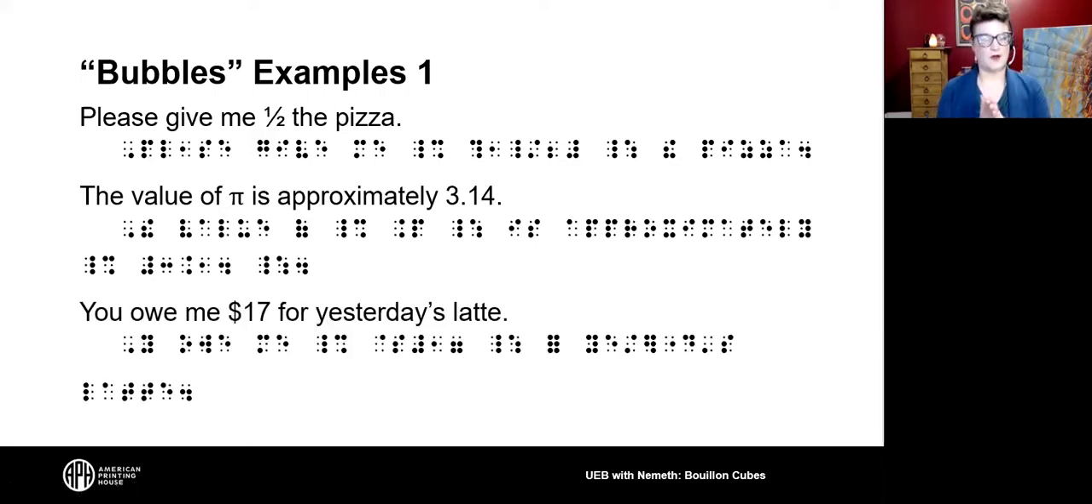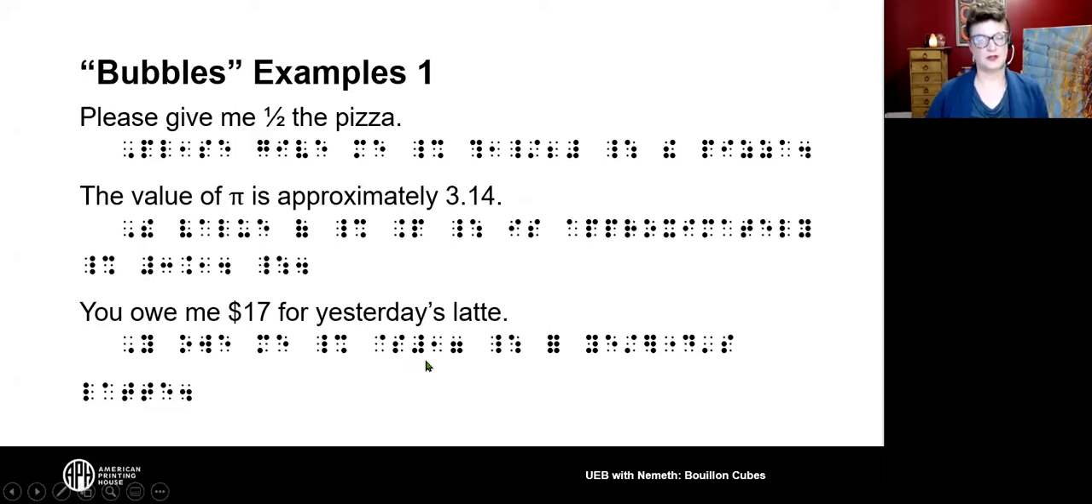One more example right now for a bubble. You owe me $17, and the number 17 is combined with a dollar sign. $17 for yesterday's latte. Girl, this is gonna be a nice latte. A $17 latte, maybe it's big enough that you can sit in it. Anyway, we would transcribe this starting in cell 3 for our paragraph. Cap you owe me, and then a Nemeth Code bubble for the symbol, the dollar sign, and the number 17.